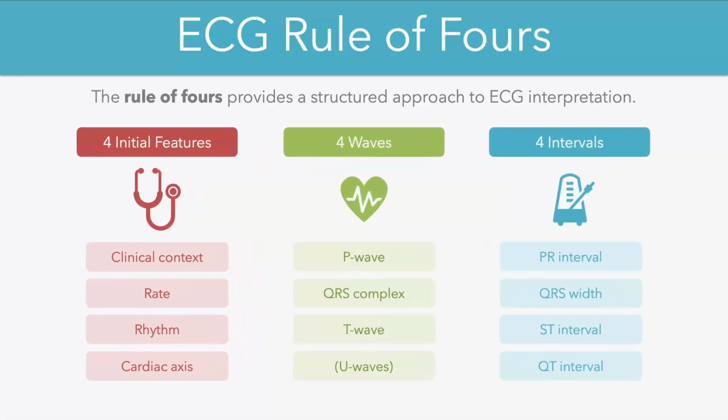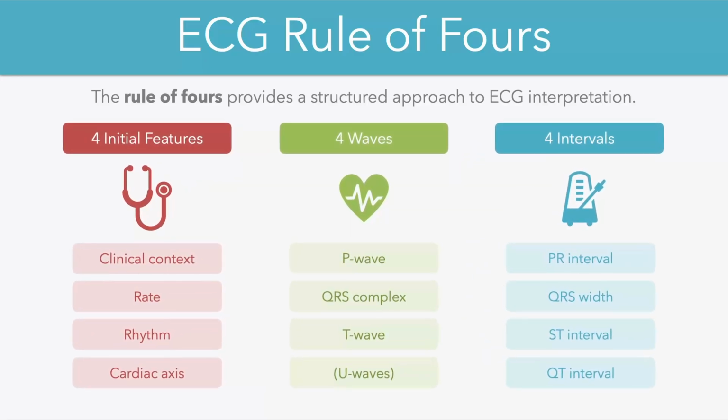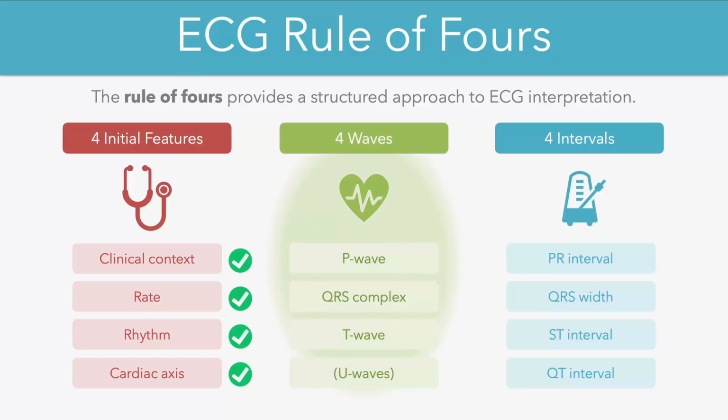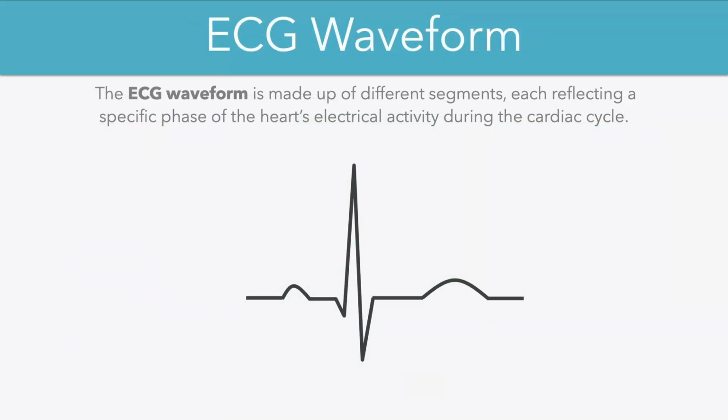Today we're going to be taking a look at the structured ECG rule of fours approach. In the previous video we had a look at the four initial features, and in this section we're going to be taking a look at the four waves. Just as a quick recap, we know that the ECG waveform is composed of different segments, and each segment represents a different phase of the cardiac cycle.